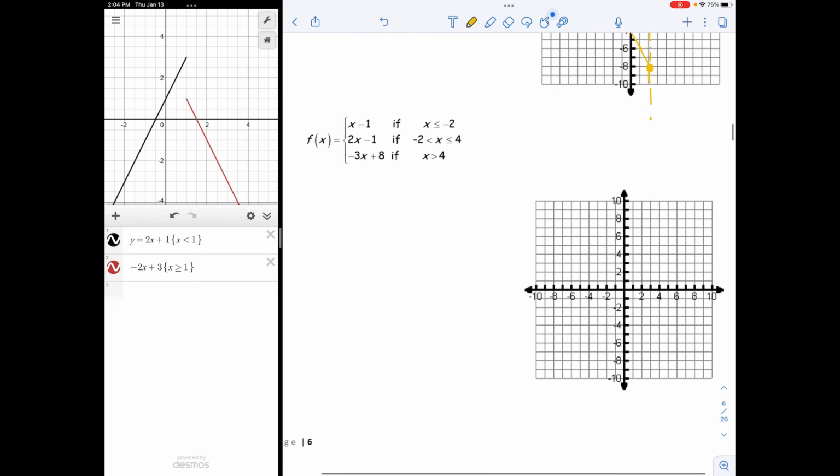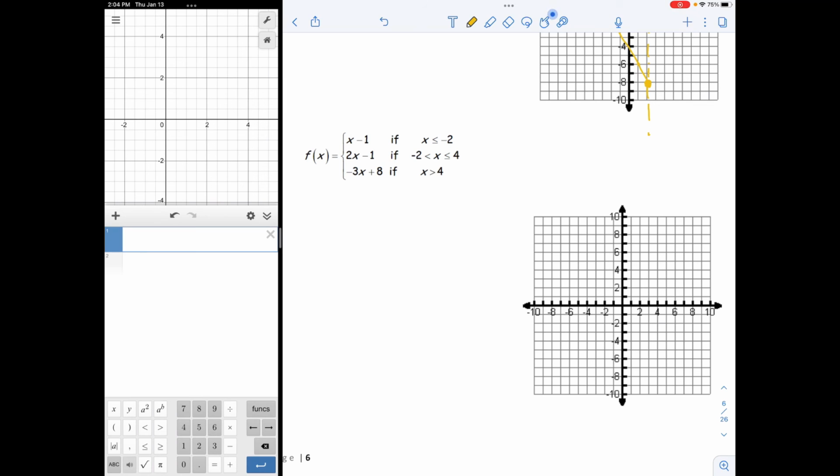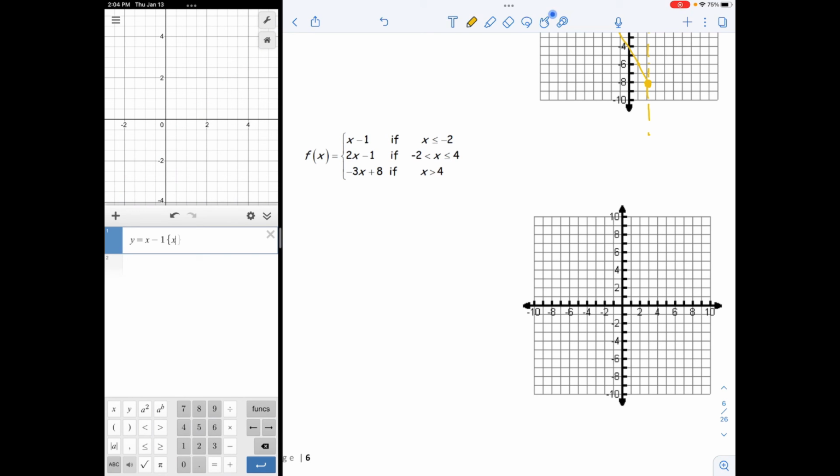All right, let's do this third one together because it looks quite fun with 3 little parts to it. Don't you just love that one? So we're just going to put all 3 of those. We're going to do them the exact same way. We're just going to have 3 in Desmos. So we're going to have y equals x minus 1, and go to ABC, get our braces, and in our braces, we're going to have x is less than or equal to 2.